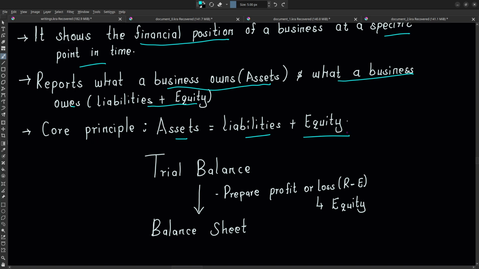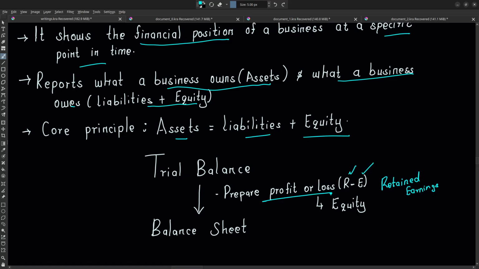Now we have to restructure the equity before we can create the balance sheet. So we need to calculate the profit or loss by taking revenue and deducting expenses. And now we will be able to see what our retained earnings are. Remember, retained earnings is basically the profit that the company keeps for future use. So with that we'll be able to restructure our equity.